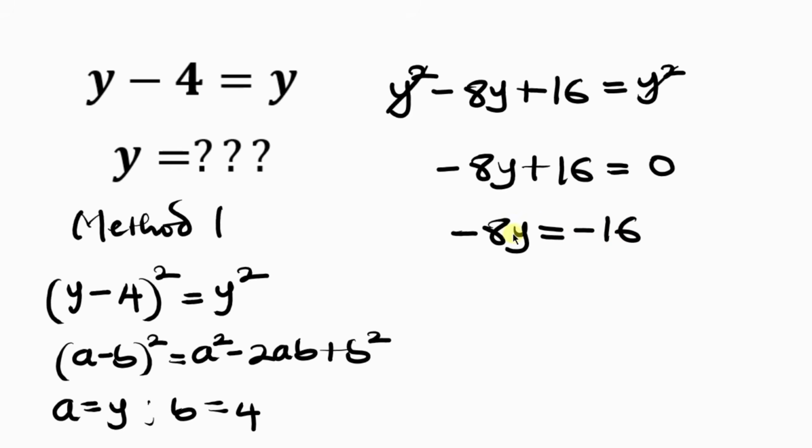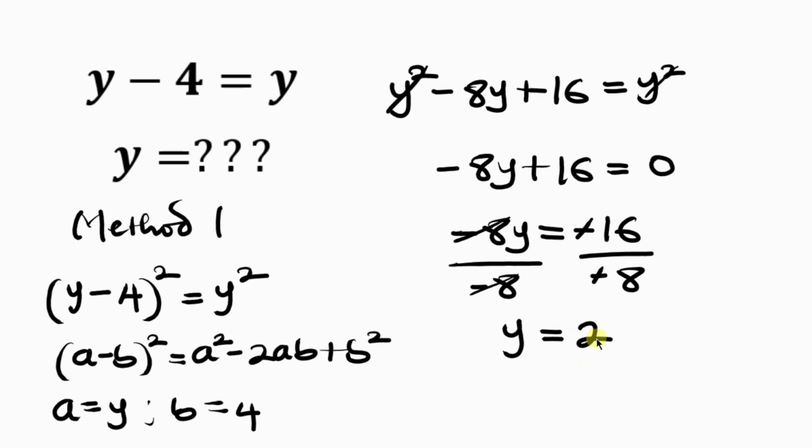Now to get the value of y, we just have to divide both sides by negative 8. So I'll divide the left hand side by negative 8, I'll divide the right hand side by negative 8. Now notice that negative 8 cancels out negative 8 from the left hand side, leaving behind y to be equal to, now the right hand side, this negative cancels out this negative. So 16 divided by 8, we have 2. Very good.